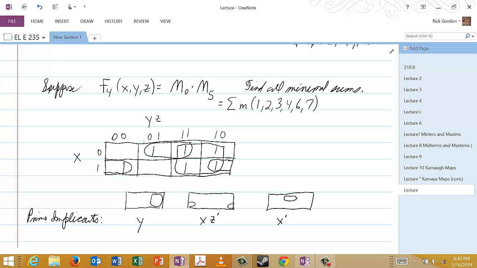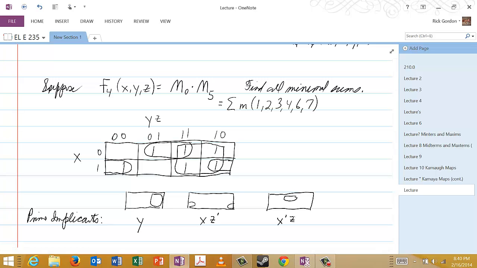The answer is no, because for the left cell, Y is equal to 0. For this right cell, Y is equal to 1, so it will not appear. What about Z? The answer is yes, because Z is equal to 1 in this cell. Z is also equal to 1 in this cell. So since Z is constant and equal to 1, we'll have a Z. And so that's the last of the prime implicants of size 2.